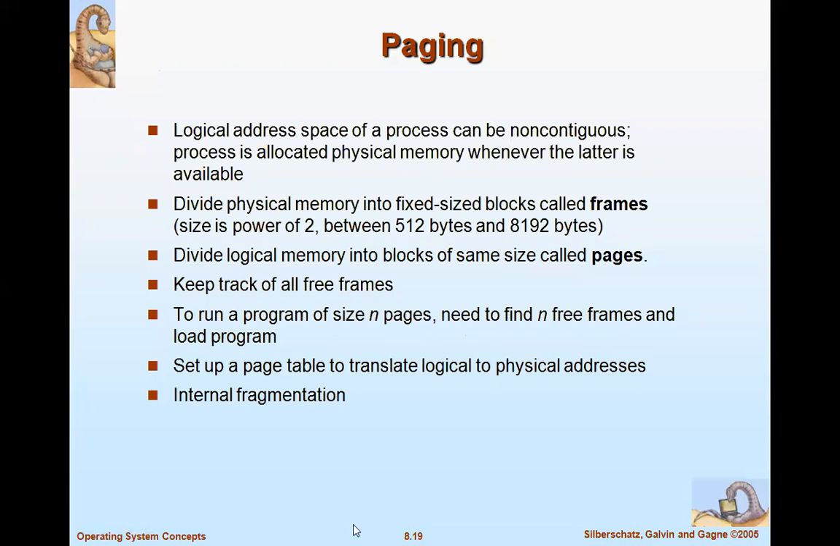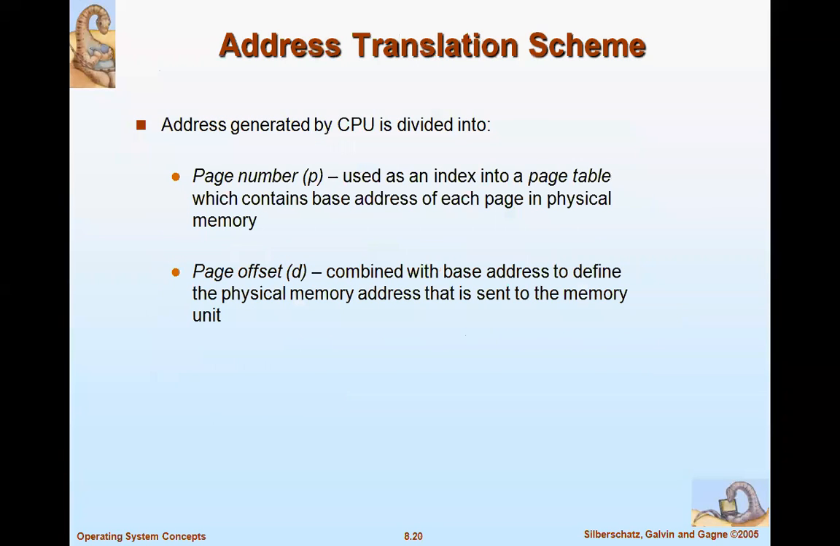To run a program of size n pages, we need to find n free frames and load the program. So we need to find out where the free frames are available, where I can get the data. For that we need to set up a page table to translate the logical address into a physical address. That means we need to find the actual memory block. For that we use a memory management technique called paging. We'll see how it looks in the next slides or diagram.